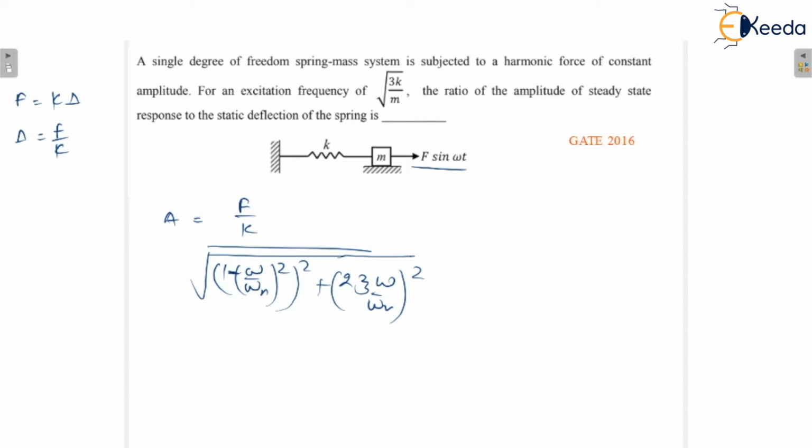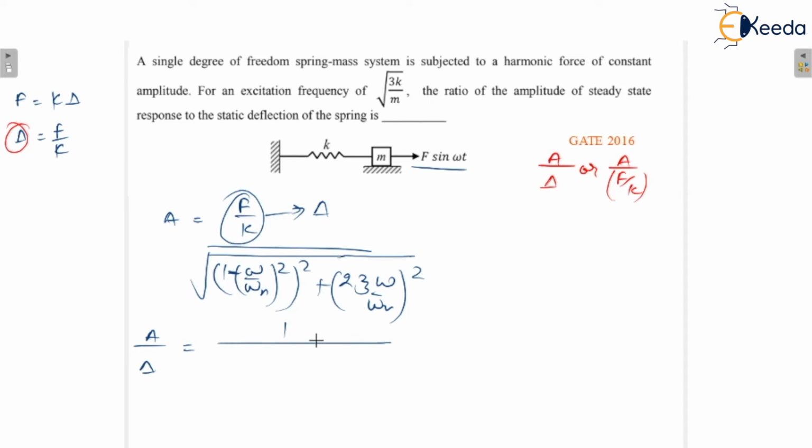Okay, so what is asked in the question? It is asking to find out the ratio of the amplitude to the static deflection, that is A upon delta, or you can write it as A upon F upon K. This is the ratio it is asking in the question. So that means this is A upon delta, because it is representing the delta.